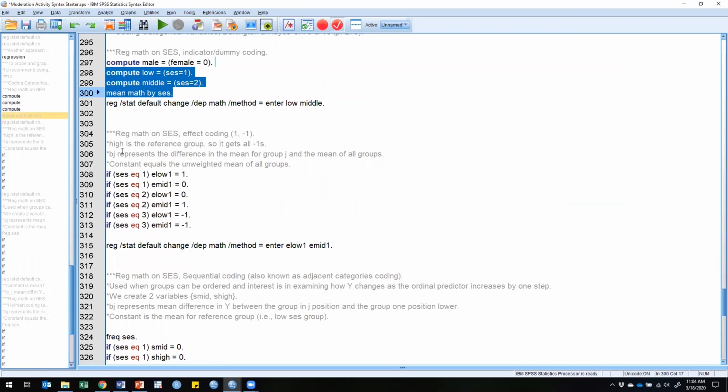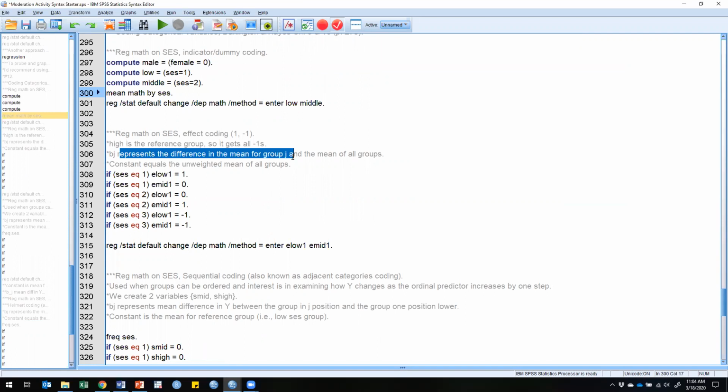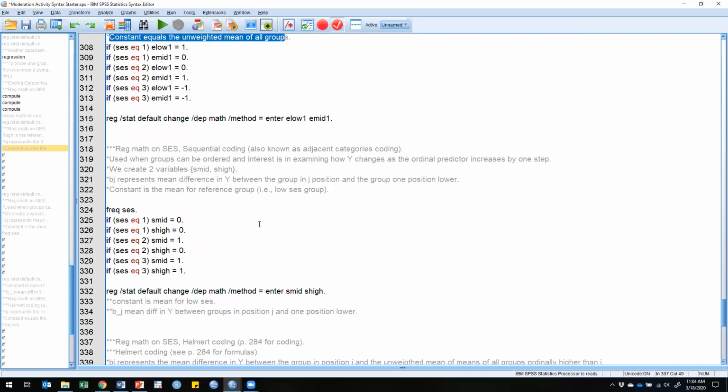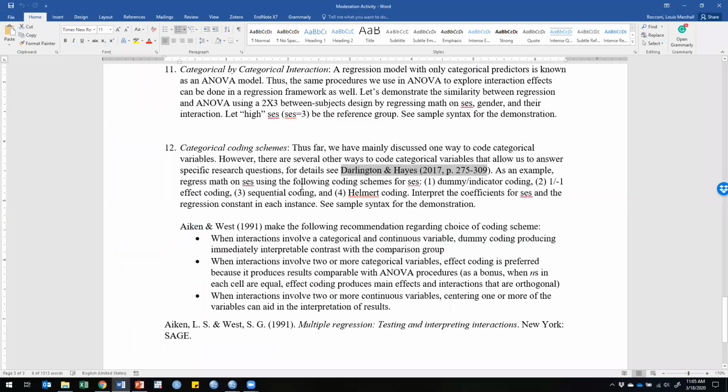Here's how we would do effect coding, and we can see that the coefficient then represents the difference between the mean of group J and the overall mean, and then what the constant of that variable would equal. So you can practice going through that and interpreting those coefficients yourself. Hopefully the rest of the moderation activity is pretty self-explanatory.